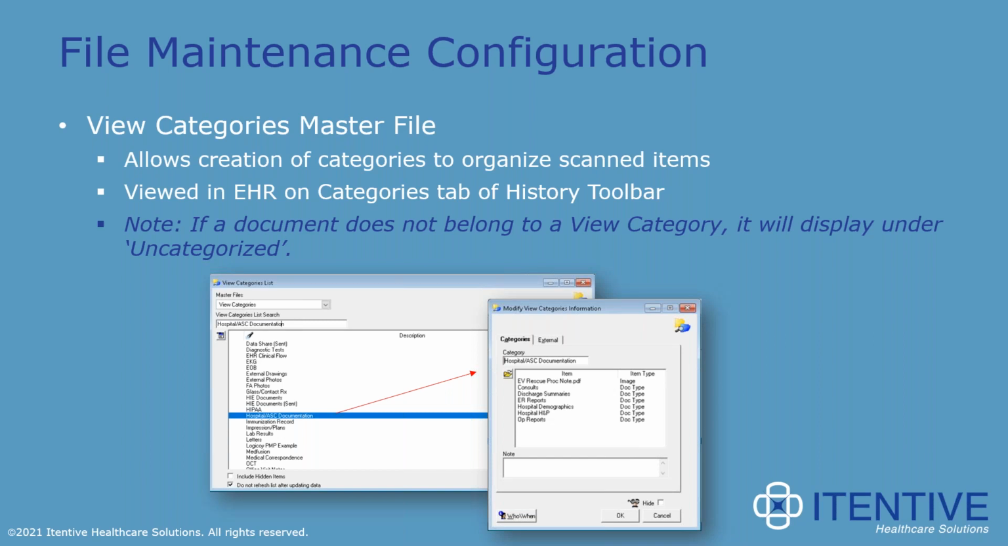But if you do choose to change that in the future, or you modify any of these view categories, you do have an option when you're modifying them to update existing patient history. So if you did want to retroactively go back and move those previously scanned documents into your new categories or your new arrangement, you can do that.